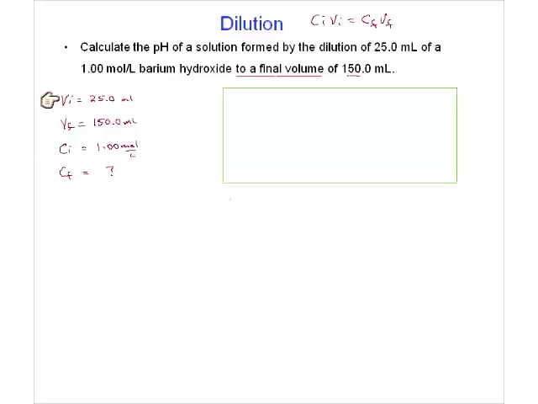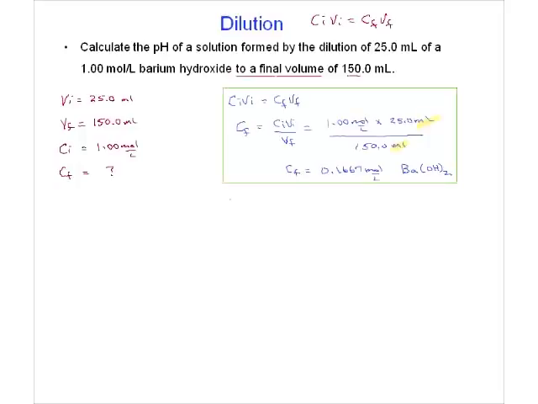I've got an initial volume of 25 mL. I've got a final volume of 150. I've got an initial concentration of 1 mole per liter. I want to find my final concentration. So I'm going to do my CiVi equals CfVf right here. Solve for Cf. This is 2202 stuff, remember? And there we go. Do I have to change my milliliters to liters? Not necessary, because they're going to cancel out anyways. The final concentration of my barium hydroxide is 0.1667 moles per liter.